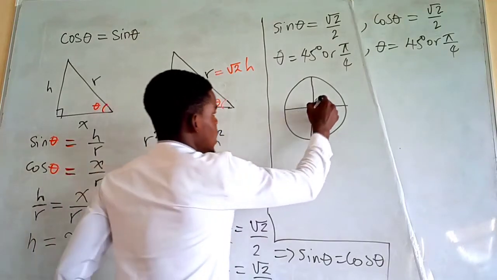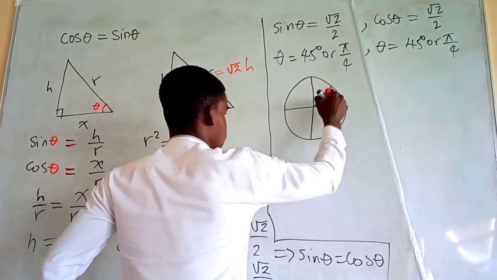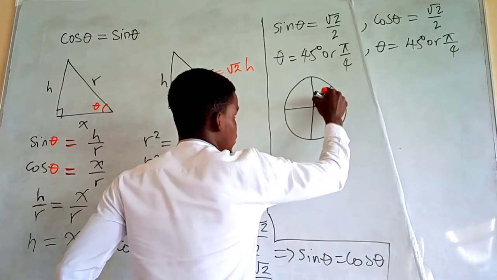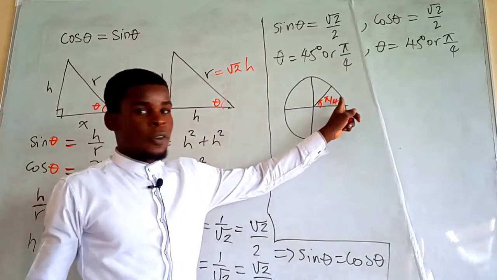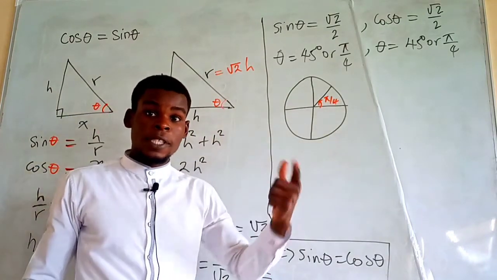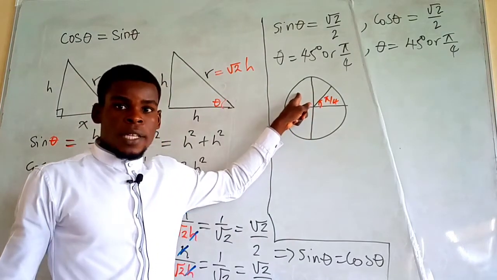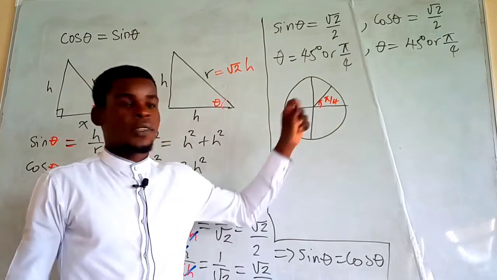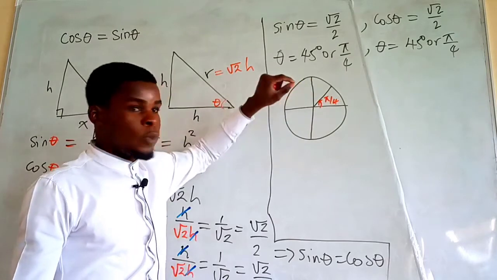So we can locate our 45 degrees in this first quadrant here, so we can call that pi over 4, alright? And sine of this angle and cosine of this angle are going to be positive, and they are going to be equal. But in this second quadrant, cosine is going to be negative here. It's only sine that is going to be positive. So there is no way the two of them are going to be equal in the second quadrant.